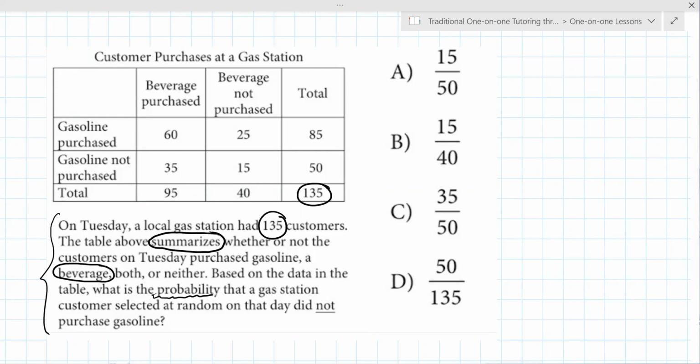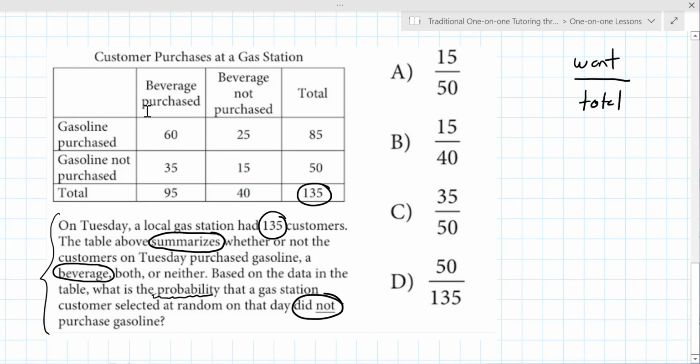Perfect. So the question here is asking for the probability. Probability is a ratio. It's a fraction. It's got the total on the bottom and the one you want up top. So we want all the people that did not purchase gasoline.